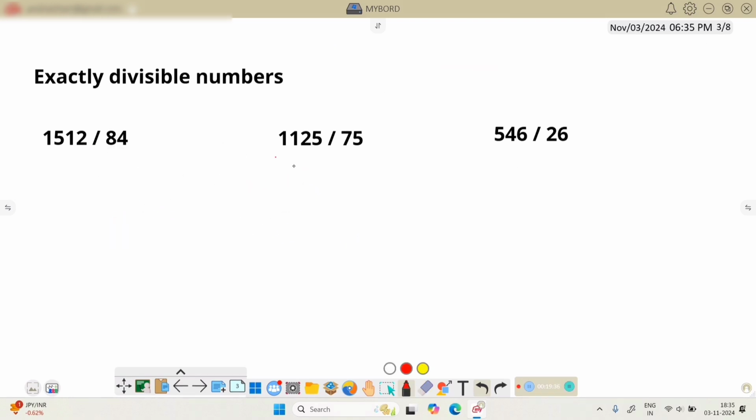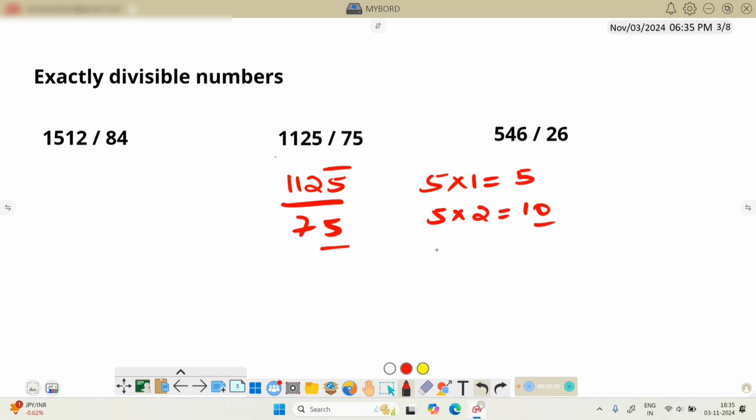See here, the numbers they have given are 1125 by 75. Here they have given 5, and the unit digit is 5. In which table will the unit digit 5 come? In the odd multiples you will get the unit digit 5. See, 5 ones are 5, 5 twos are 10, 5 threes are 15. So if you multiply with odd numbers, you will get the unit digit 5.